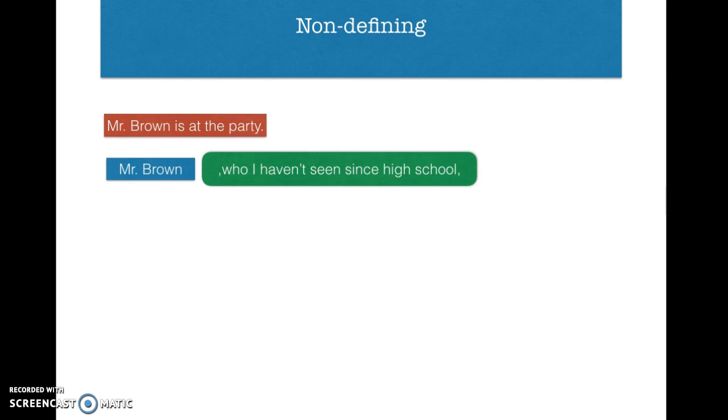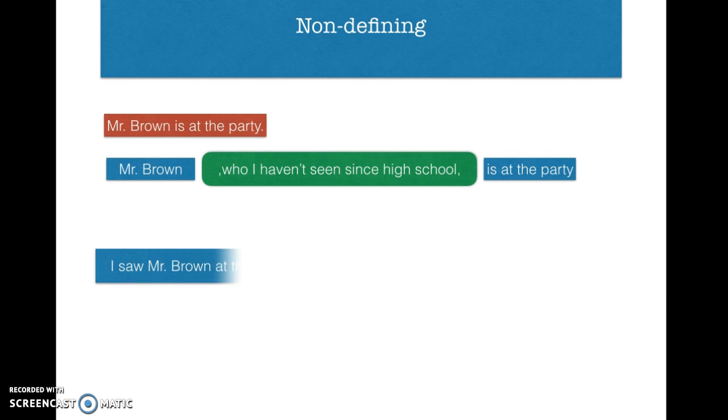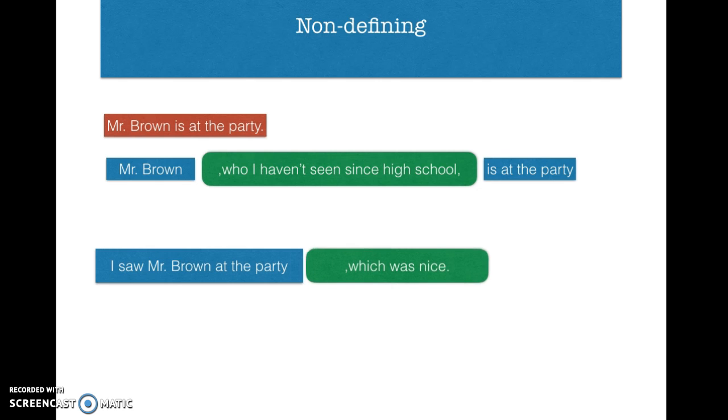So Mr. Brown is at the party. Mr. Brown, who I haven't seen since high school, is at the party. This isn't defining who Mr. Brown is, it's just giving you some additional information on Mr. Brown. You can take it out of the sentence and the sentence still works fine. I saw Mr. Brown at the party, which was nice. Okay, so we can comment on the situation as well. So again, we're just adding information with non-defining relative clauses.